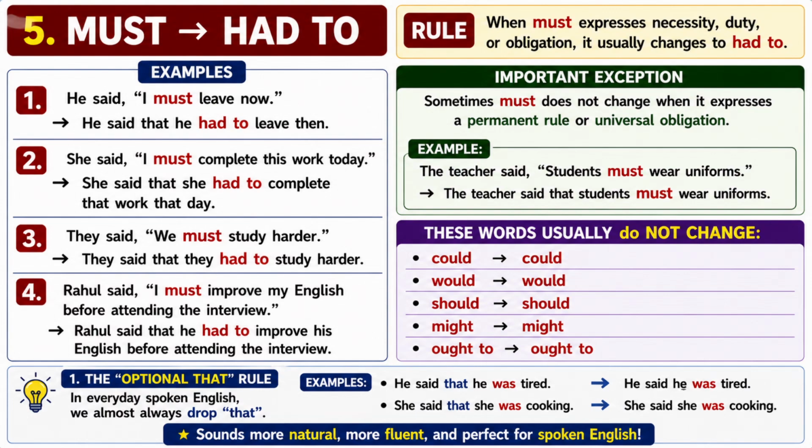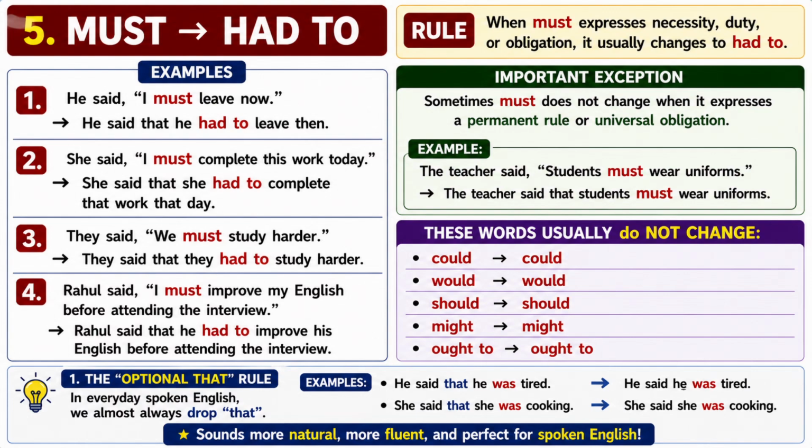When must expresses necessity, duty, or obligation, it usually changes to had to. Example 1. He said, I must leave now. It becomes, he said that he had to leave then. Example 2. She said, I must complete this work today. It becomes, she said that she had to complete that work that day.